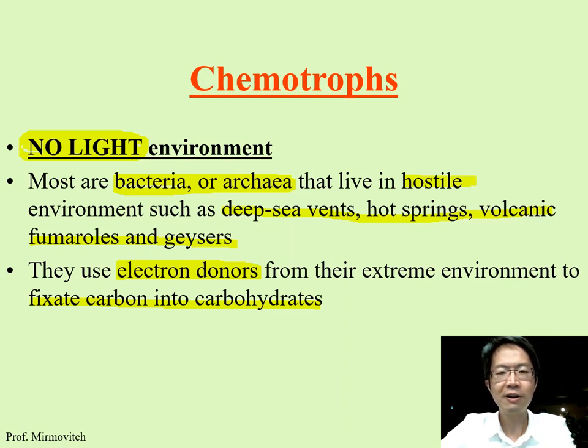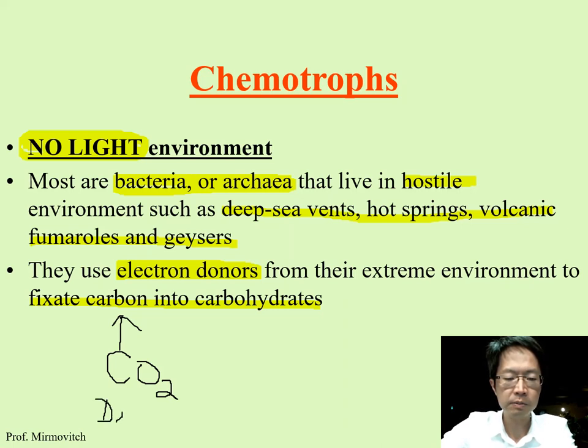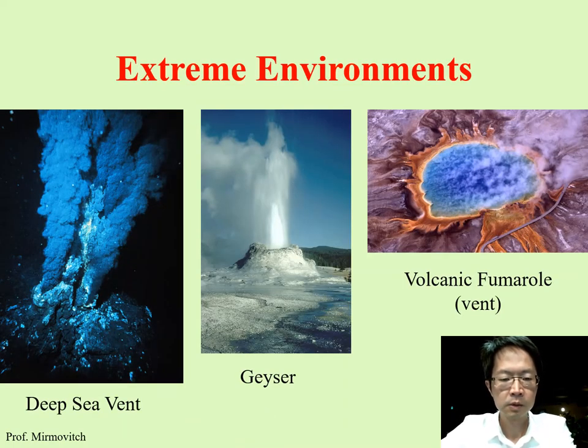In cellular respiration, we'll mention some of the electron donors. And then they fix carbon dioxide. Most of the carbon source, if it is not in the deep sea, is from CO2, carbon dioxide, if they are exposed to the air. Or other carbon sources may be dead animals. So deep sea vents, geysers, and volcanic fumaroles are where archaea live.